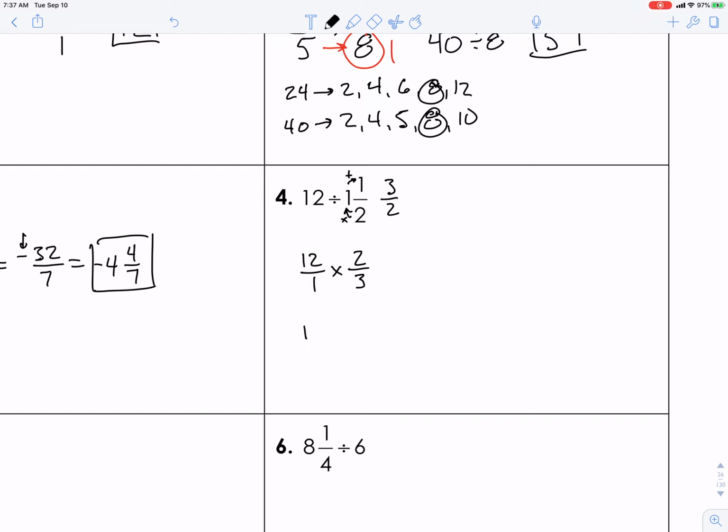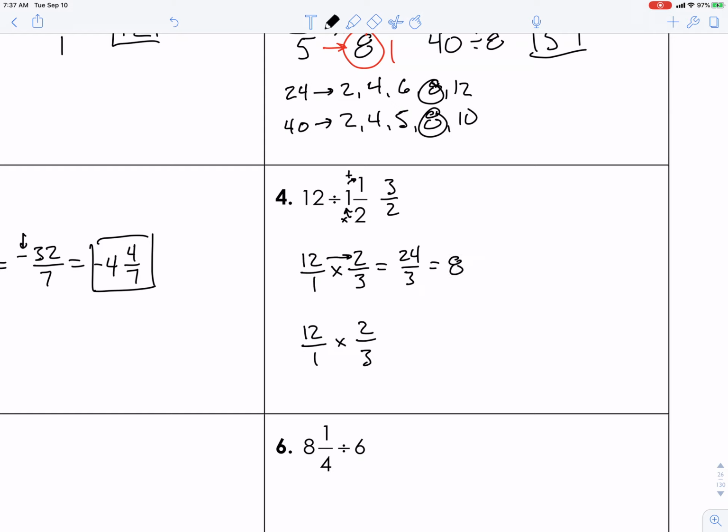I'm going to do this 2 different ways. So just watch and then figure out which way you like to do it. Okay? Now, I can just go ahead and multiply straight across here. That gives me 24 thirds. And I know 24 divided by 3 is 8.